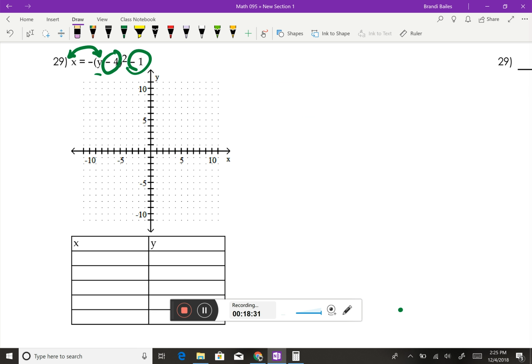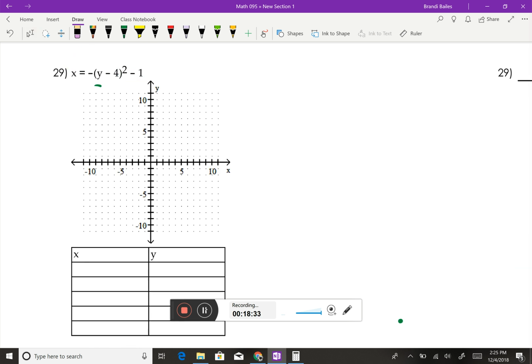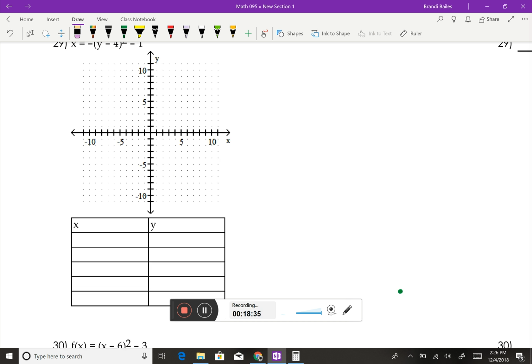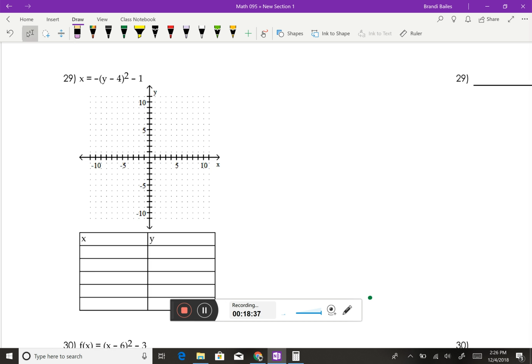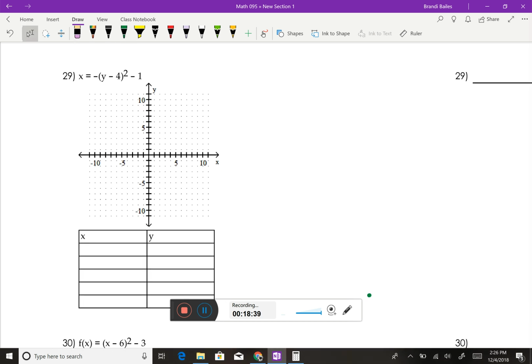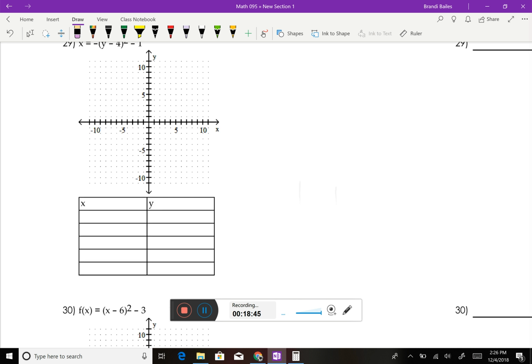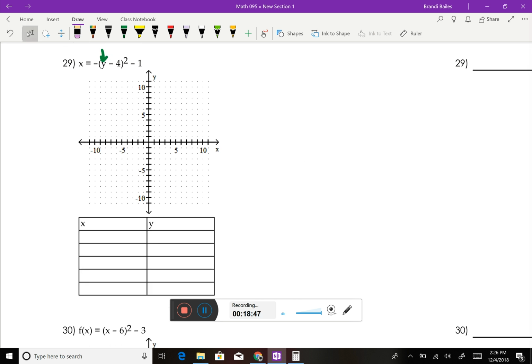Let's try some points to make this a lot easier. Okay, let's see. Let's try some values of y, since I want to pick values of y and get values of x. Let's choose some small values of y because we only go up to 10 and negative 10 on this. So let's just see what happens around the origin. Let's do negative 1, 0, and 1.